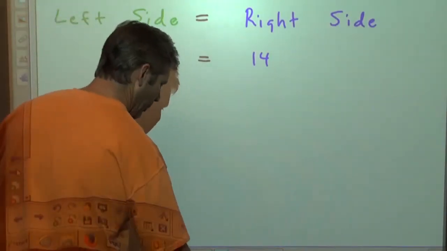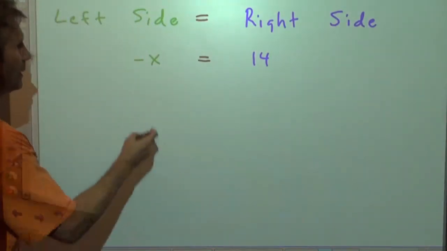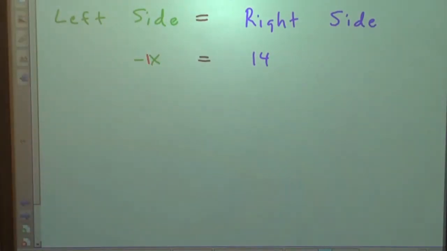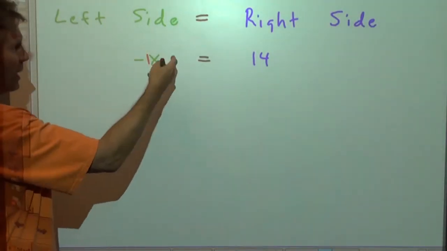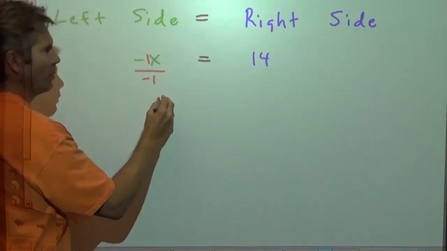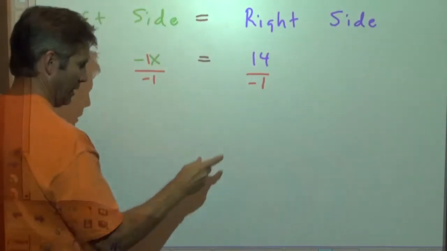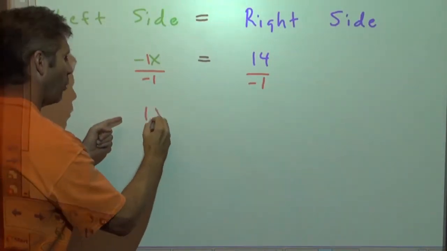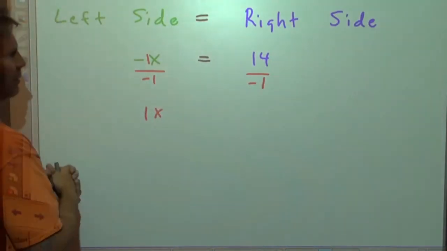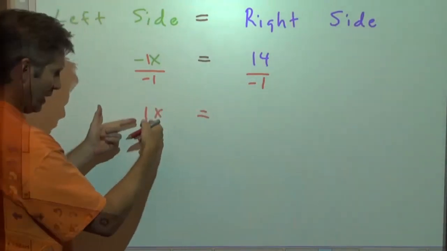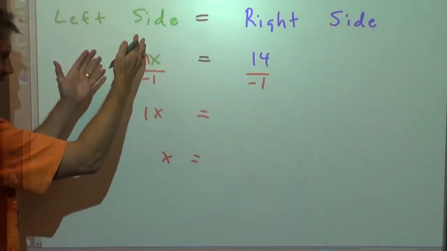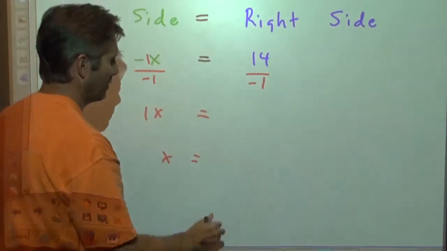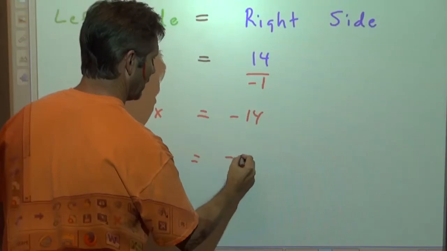But if we stick to what we've been doing about getting zeros and ones, a negative x is really a negative 1x. And so if we want to undo multiplication by negative 1, we could divide both sides by negative 1. But what drove us is right here. We wanted to create a 1x, and we did that by dividing by negative 1. 1 times x is just x, so this side is all taken care of. By dividing by negative 1 here, we've got to divide by negative 1 there, and our answer is negative 14.